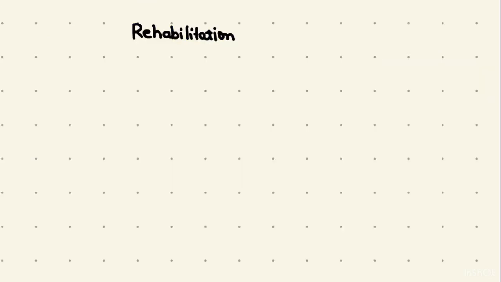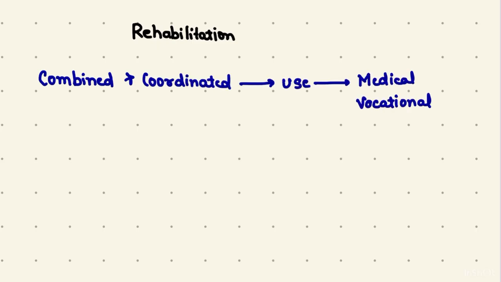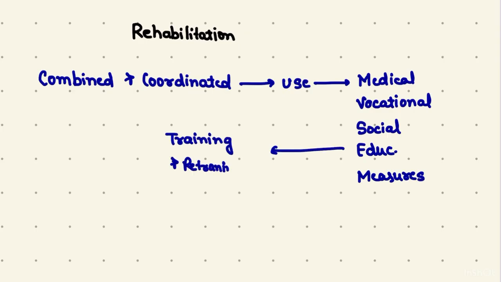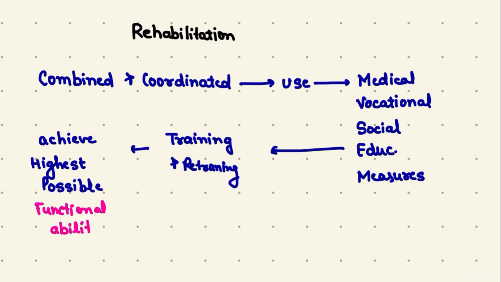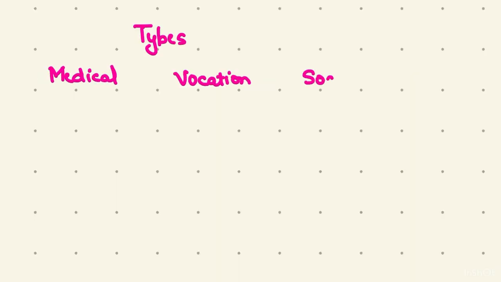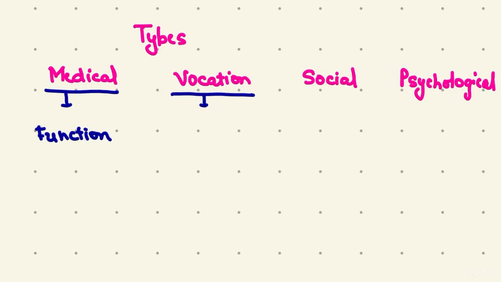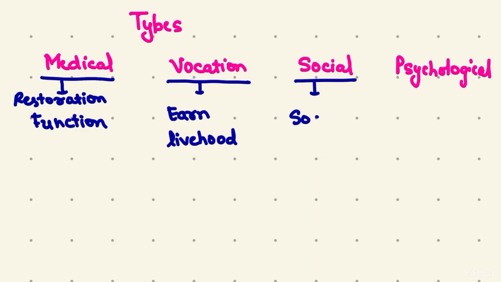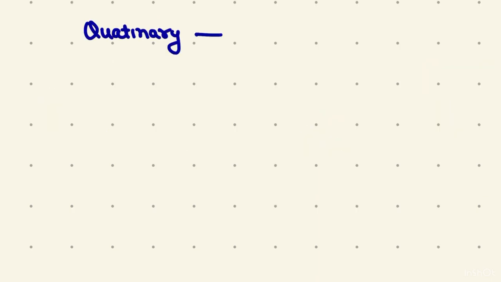Another part of tertiary prevention is rehabilitation, which is the combined coordinated use of medical, vocational, social, educational measures for training and retraining to achieve the highest possible functional ability. इसके कई टाइप्स हैं, जैसे कि मेडिकल, वोकेशनल, सोशल एंड साइकोलॉजिकल. मेडिकल मीन्स फंक्शनल रेस्टोरेशन, vocational means earning livelihood, social means restoring the social relations, and psychological is related to dignity. Quaternary prevention is related to overdiagnosis of disease.